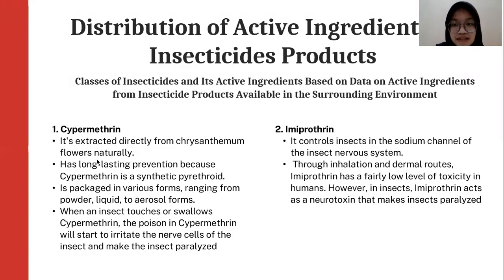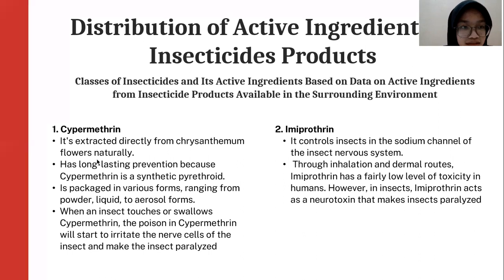From the various insecticide products in the table previously, it can be seen that the active ingredients sold and used in the surrounding environment are cypermethrin, imiprothrin, transfluthrin, prallethrin, deltamethrin, tetramethrin, d-allethrin, dimefluthrin, and DEET, which all come from the pyrethroid insecticide group. The first one is cypermethrin.